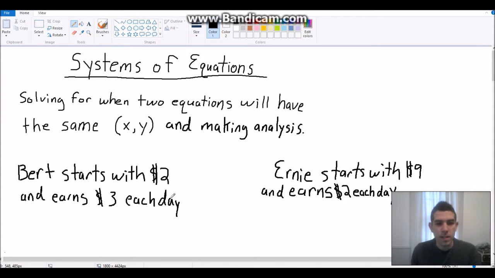Hopefully, you were able to easily see that the starting amount or y-intercept was 2, and the rate of change for Bert was $3 each day. So we have a slope of 3. While Ernie is going to start with a y-intercept of 9 and a rate of change or slope of 2.